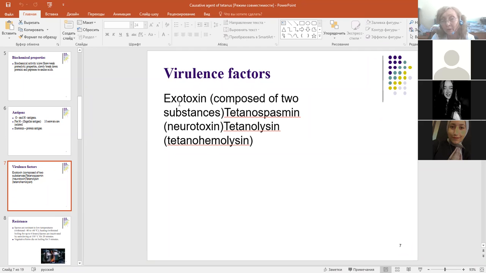This exotoxin is composed of two substances: tetanospasmin, a neurotoxin, and tetanolysin, a hemolysin, tetanohemolysin, which causes destruction of the red blood cells. Tetanospasmin is a neurotoxin, and it acts on the nervous system, on synapses. These exotoxins are produced in the human body and circulate in the blood, and circulation of exotoxins in blood is named toxinemia. So tetanus is a kind of toxinemic infection. Pay attention, exotoxin is the keyword for all diseases caused by Clostridia. All Clostridia cause toxinemic infections, including tetanus, botulism, and gas gangrene.